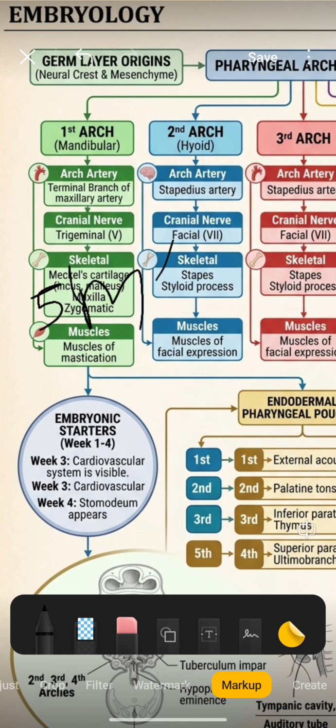M first is the malleus incus first, second maxilla, third mandible, and fourth the Meckel cartilage. Okay, this is the 5 derivatives.